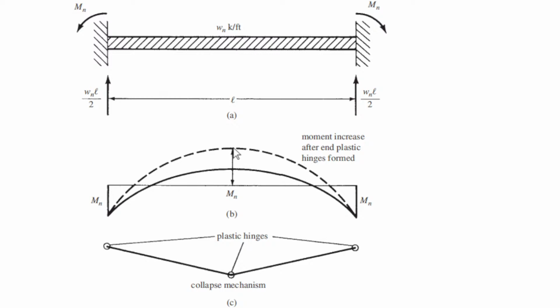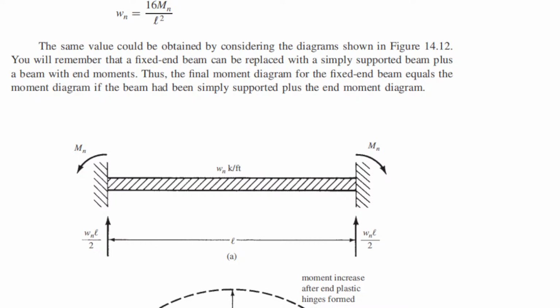Again, because the middle point reaches Mn, it will become a plastic hinge. Now is the time that the whole structure will collapse. This whole element will collapse because we already have three plastic hinges: 1, 2, and 3. All of them are Mn. That is the time the whole beam will collapse. Okay?